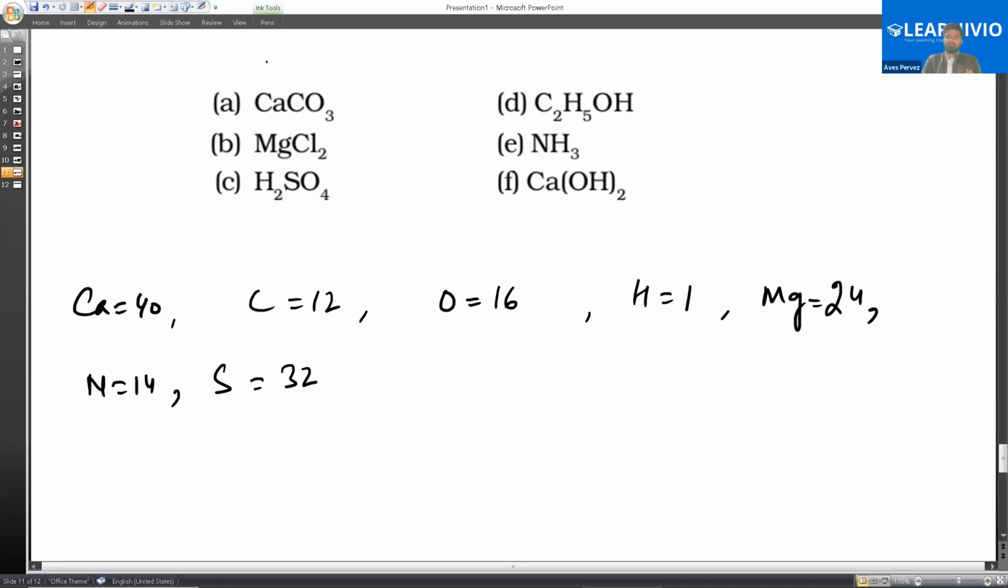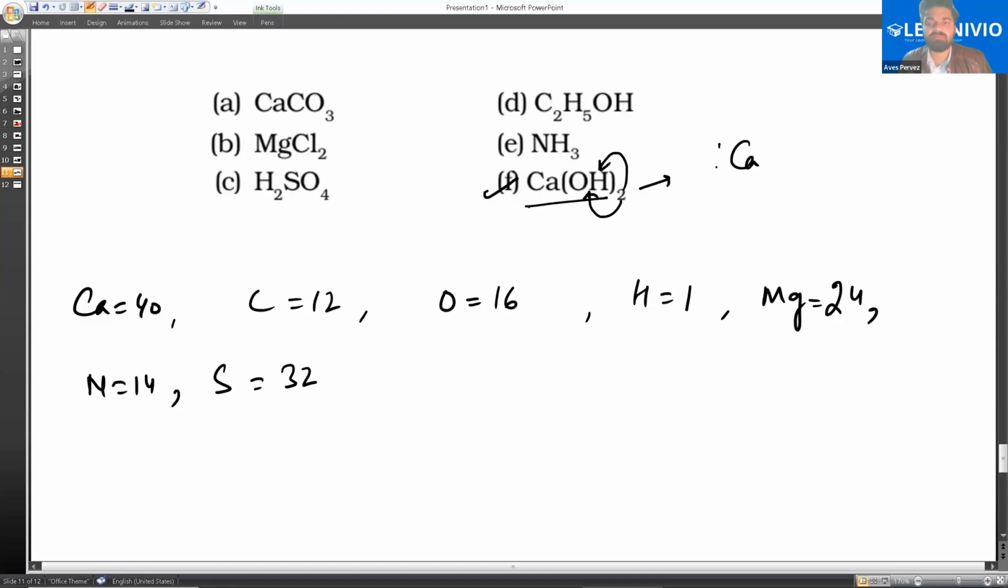Are you calculating, Sarah? Yes, sir. Do you know how to calculate? For example, if I calculate the mass of calcium hydroxide, it has the element calcium. How many oxygen atoms are there in this compound? Here it will be two, because the 2 is outside the bracket. And hydrogen is also two.